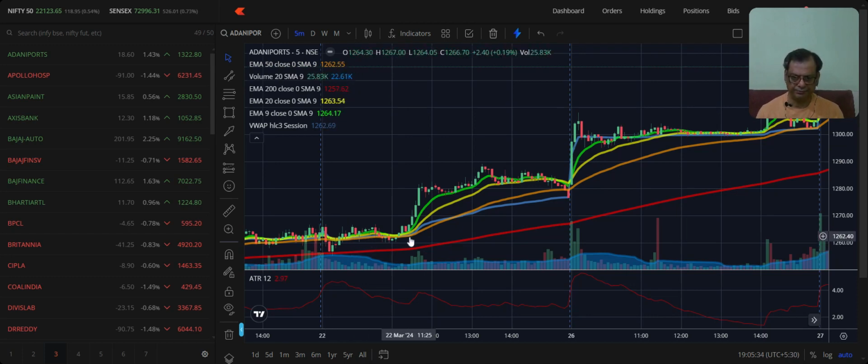And now you have a red candle, then another small red candle, then price is not coming down to the 200, but buyers are pushing back. And so we have a green candle here.